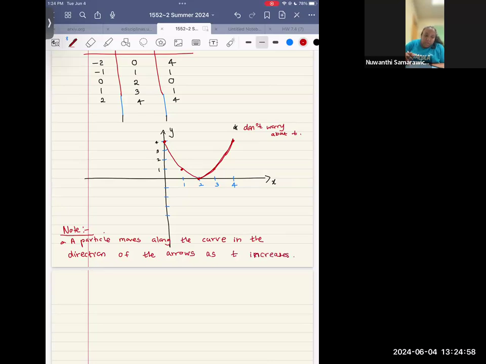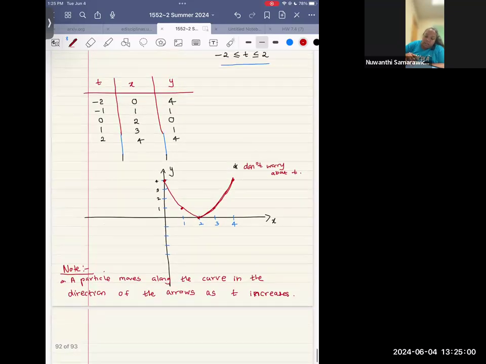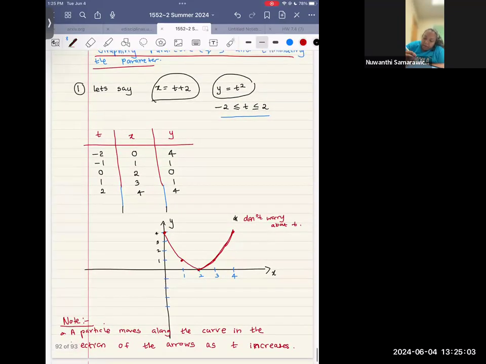So now you have to check. This point we got when t is equal to -2, and this we got when t is equal to -1. And this we got when t is equal to 0. This we got when t is equal to 1. And this we got when t is equal to 2.